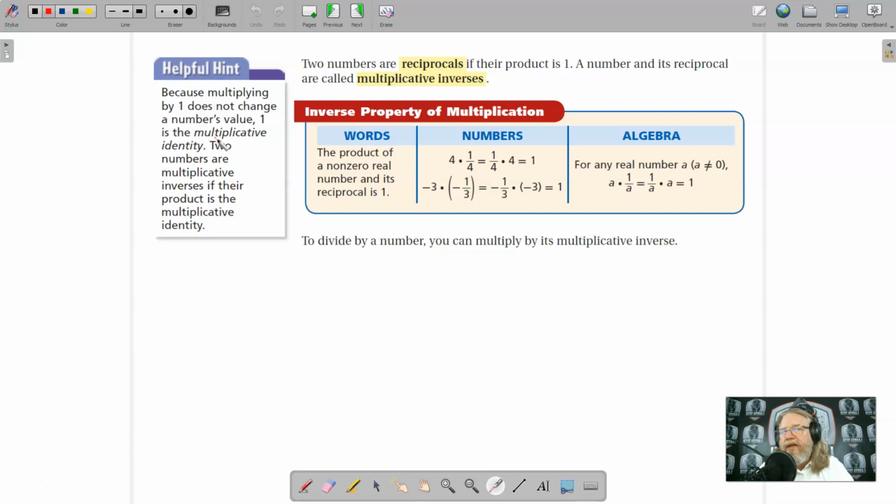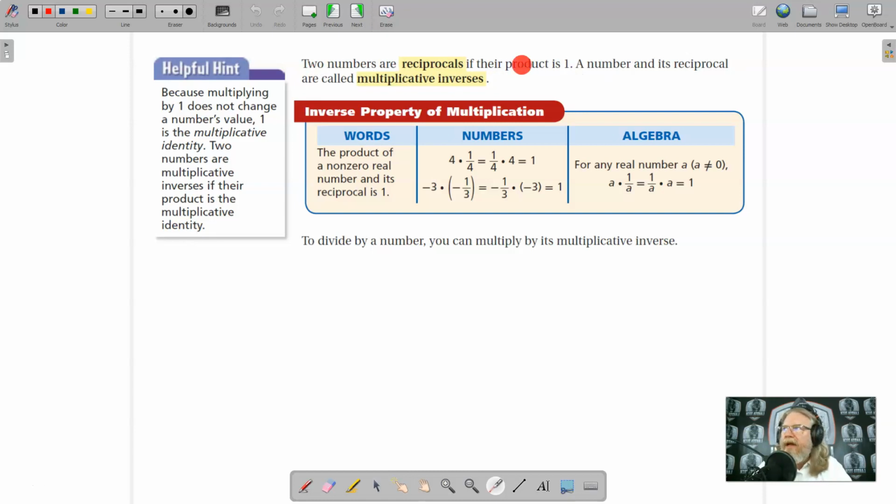Just a little bit of review. What is the identity property of addition? 0, right? Any number plus 0 is equal to itself. Two numbers are multiplicative inverses if their product is the multiplicative identity. That is to say, exactly what we're getting ready to read here. But the interesting thing is that the inverse property always leads back to the identity property. Two numbers are reciprocals if their product is 1.